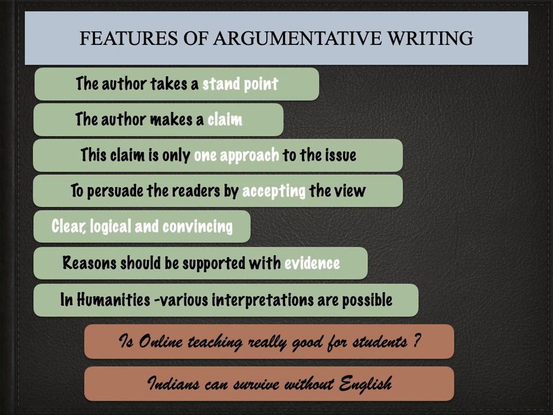And if you look at certain areas like humanities and literature, various interpretations are possible. If you look at certain characters in certain novels or movies, people can come up with different interpretations about those characters. So it is not very easy to set your view with one single side in these kinds of cases. But you have a better option when you talk about scientific kinds of topics. So let's take two examples here. Is online teaching really good for students? This is a debatable topic.